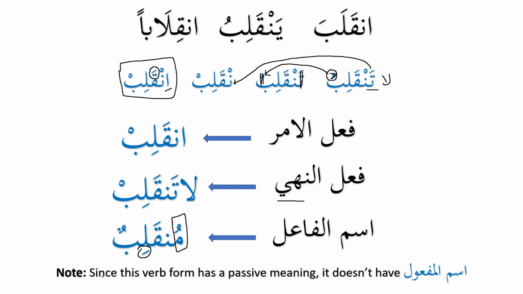A very important note: since this verb has a passive meaning, it does not have ismul maf'ul. Very important. So it does not have a passive form. There is no passive for the past, there is no passive for the present, and similarly, there is no ismul maf'ul.